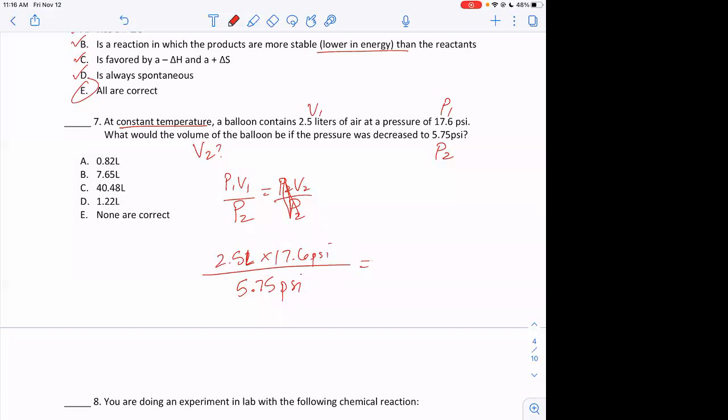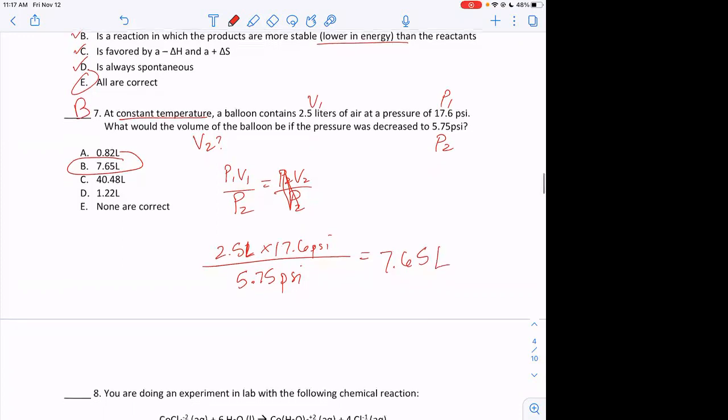So 2.5 times 17.6 divided by 5.75. You should get 7.39. Did I type something in wrong? Maybe I typed something in wrong. I think it's a 7.65. 2.5 times 17.6 divided by 5.75. There. Sorry, I must have hit a wrong number. Okay, 7.65 liters. So B was the right answer there. All right.